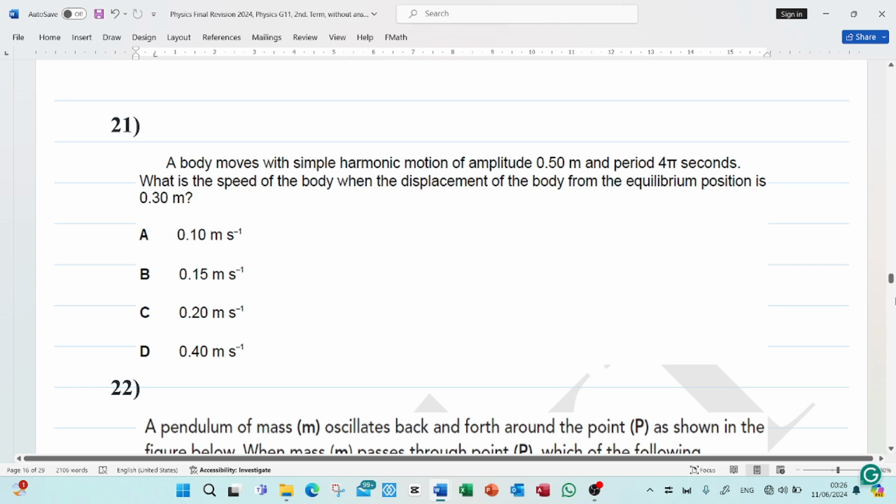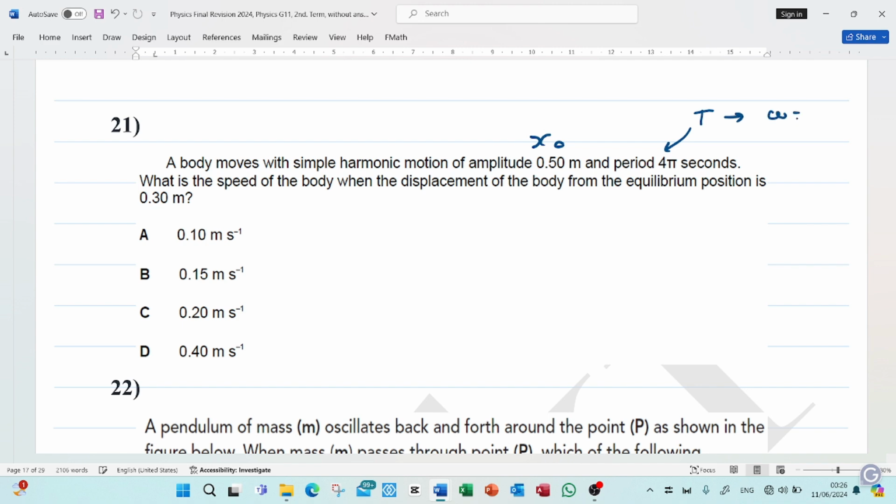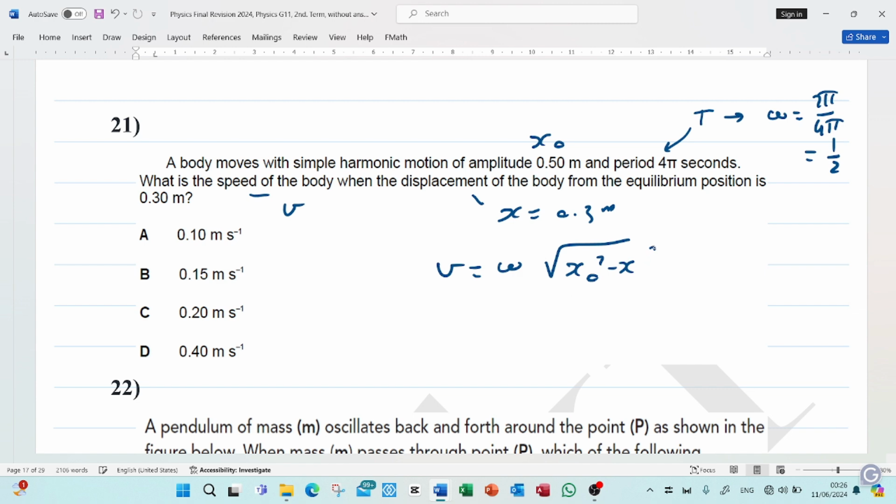Now, next question. Number 21 here. A body moves with simple harmonic motion of amplitude x naught and a time period. From the time period here we can get omega. Omega equals 2 pi over 4 pi, so it means a half. What is the speed? We need v when the displacement x equals 0.3 meter. Which formula do we use? This formula: v equals, of course positive or negative, but here we take just one value, positive, square root of x naught squared minus x squared. By using substitution, the answer would be 0.2. So the answer is 0.2 meter per second.